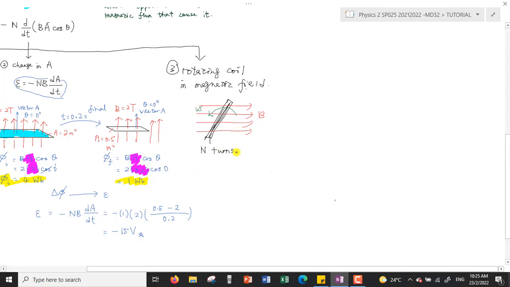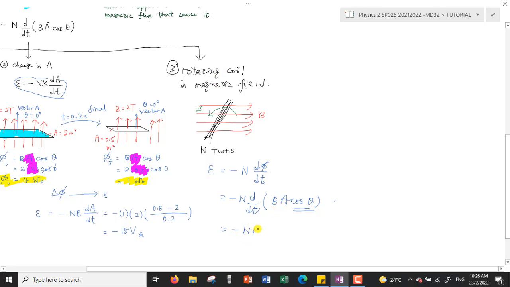So how do we find the EMF induced for the rotating coil? We can refer to our Faraday Law. EMF induced is negative N d flux over dt. As the flux changes, we are going to induce EMF. So we know that flux is BA cos theta. And from the video just now, you can see obviously our angle changes with time when the coil rotates in magnetic field, but our B and area of the coil still remain the same.